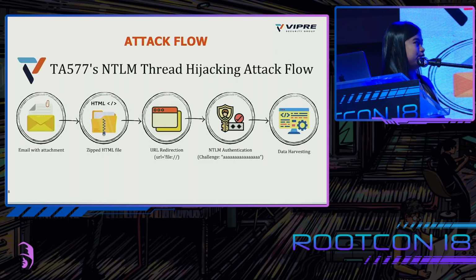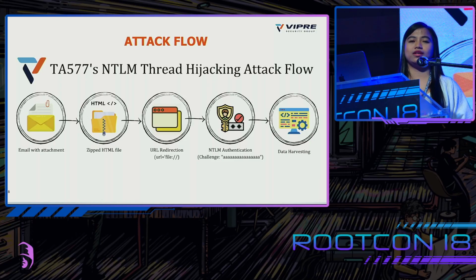So basically, the attack flow is: the attacker begins with an email containing an attachment, and when that attachment is downloaded and extracted, it contains a malicious HTML file, and when that HTML file is double-clicked, it triggers the redirection that initiates the SMB connection, and then when they monitor that through tools like Wireshark, they can extract the NTLM hash, and now they are able to access that and harvest the data that they need.